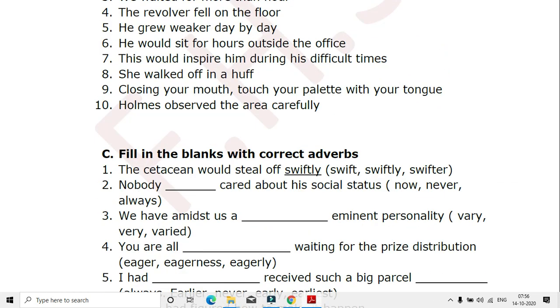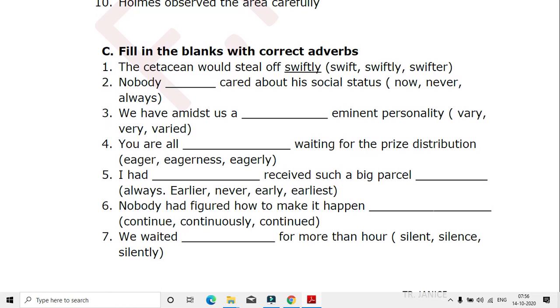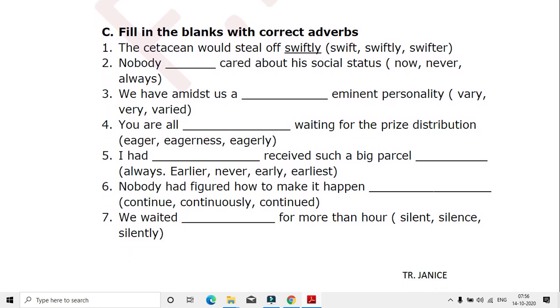Okay. Then the next exercise is fill in the blanks with correct adverbs. The first one. The cetacean would steal off swiftly. There are words given in the bracket. You have to choose the right word. There are different forms of the words given to you, but you have to choose the right form and write it in the blank. Nobody cared about his social status.